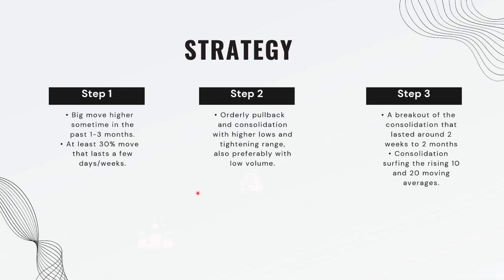So the actual strategy is described in 3 steps. Step 1 entails a big move higher sometime in the past 1 to 3 months, and at least a 30% move that lasts a few days or weeks. Step 2 contains an orderly pullback and consolidation with higher lows in a tightening range, also preferably with low volume. Step 3 is a breakout of the consolidation that lasted around 2 weeks to 2 months, and consolidation should be surfing the rising 10 and 20 moving averages. So I'm going to go more in depth into these steps in the next slides.